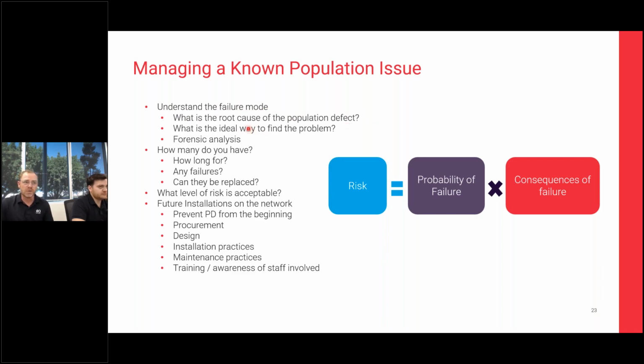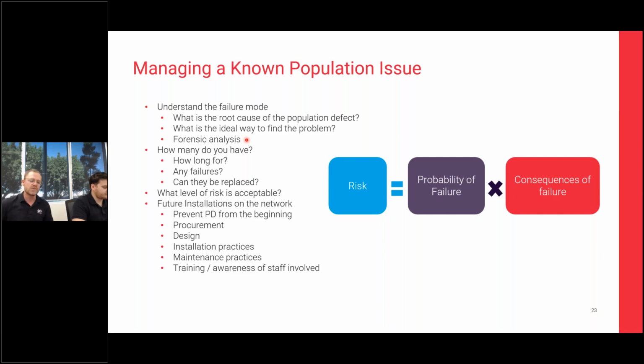Also, what is the ideal way to find the problem? So is the ideal way using an Ultratec +2 and scanning for partial discharge in that area? And it usually is for us because that's what we specialize in here. And then you may want to do a forensic analysis on one of those defects.